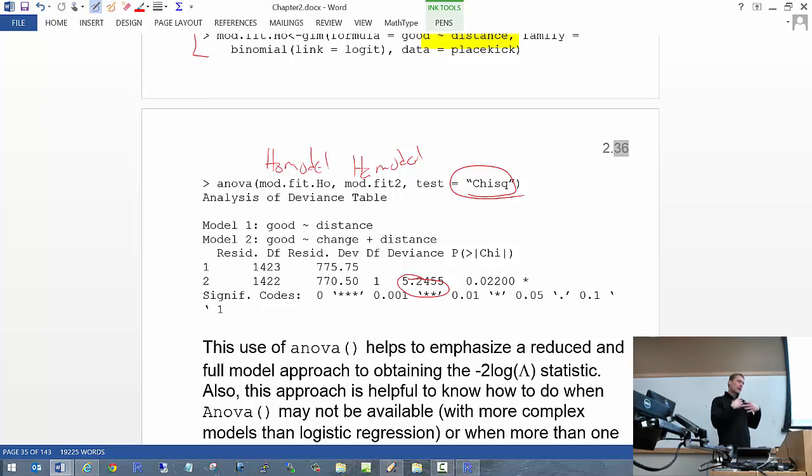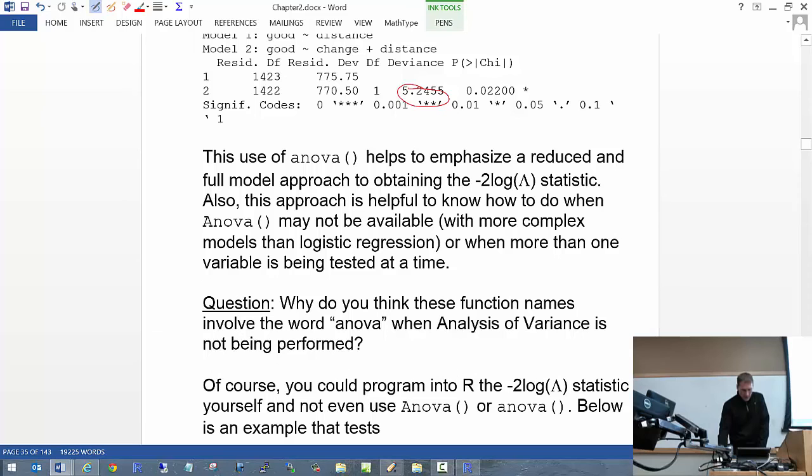And this is something we're going to foreshadow for later in the semester. There are going to be times where we're not going to be able to use that big ANOVA function because it hasn't been programmed for certain kinds of models. And so what we might have to do is always resort back to the little ANOVA function. And so that's why it's good to know now how you can use it.